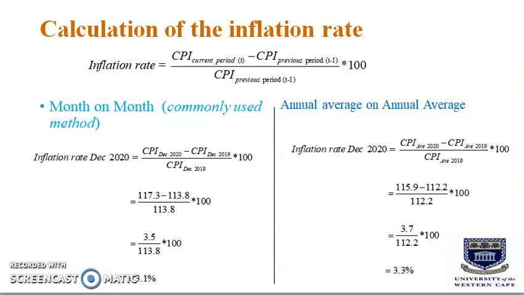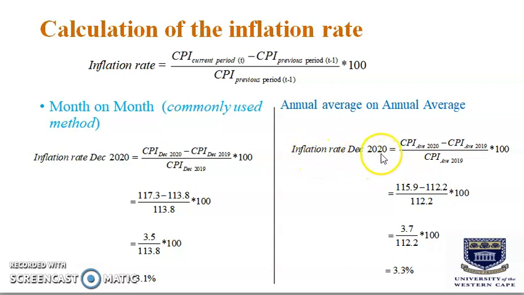In terms of the annual average on annual average, the CPI indices of all monthly indices in a particular year is compared to the annual average of the previous year. This approach covers 24 months. Let us again use the CPI table in the previous slide to calculate the December 2020 inflation rate using the annual average on annual average. So the first thing we do is we show our formula.